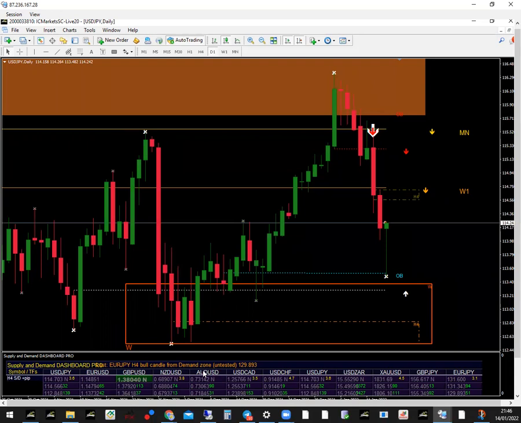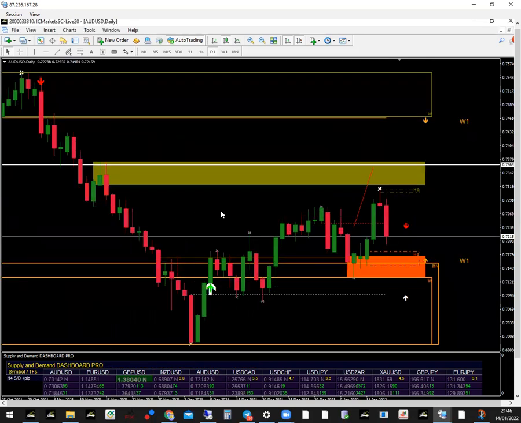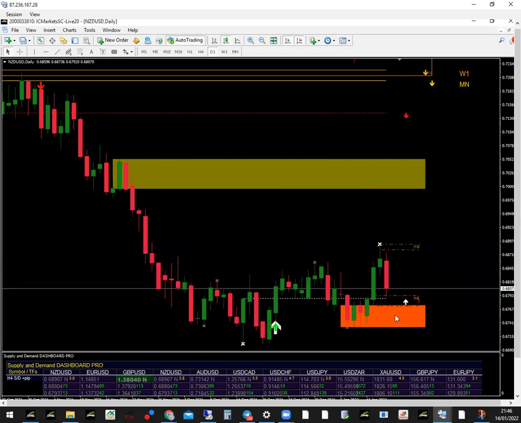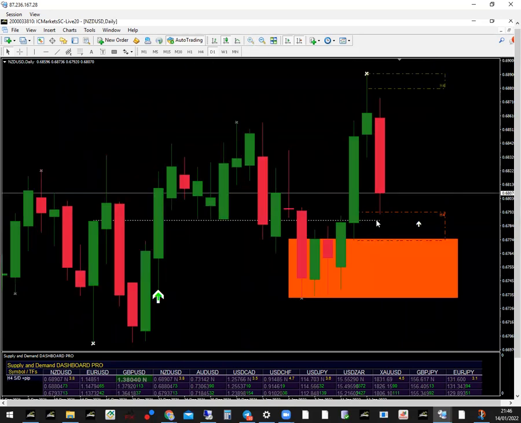So I'll look at AUDUSD. Now, AUDUSD, we have this supply zone right here. It didn't actually get very close to it, but it reacted off there. Let's see, New Zealand USD. This is on the daily. So now I'm actually targeting to look for this for a buy. And you can see that this is the MTF.